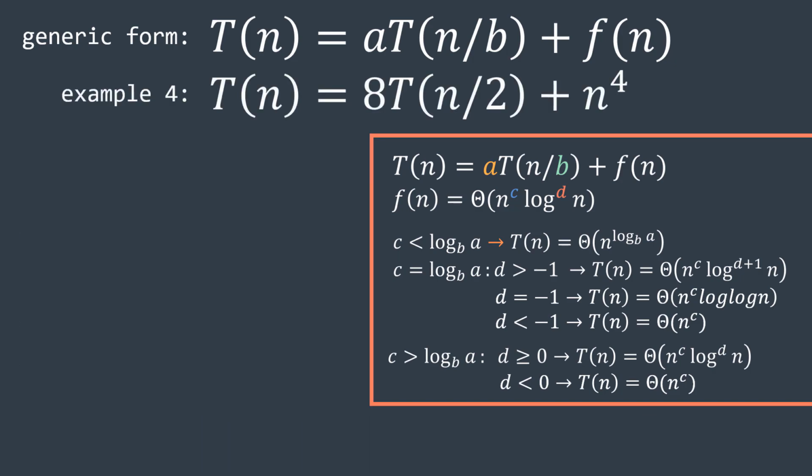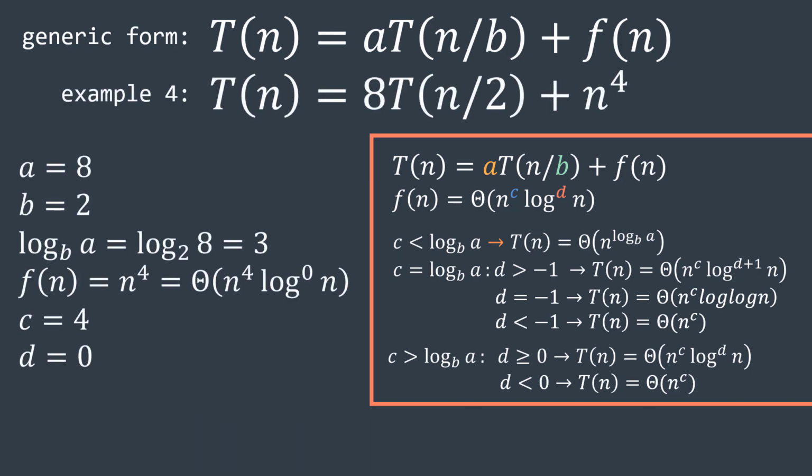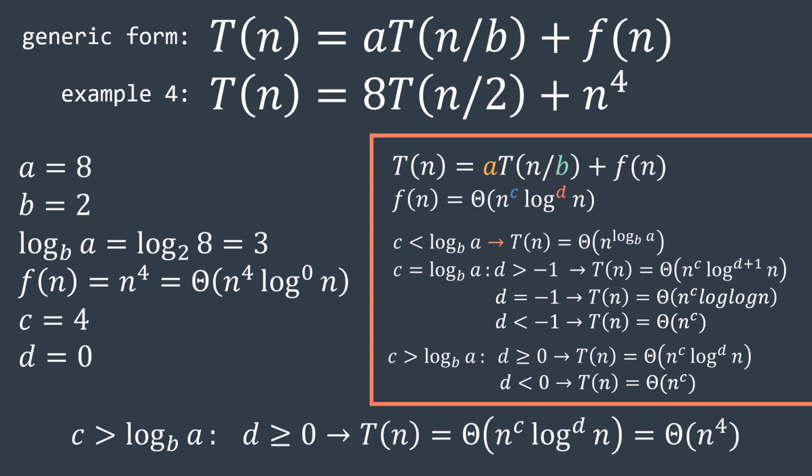Example number 4, a is 8, b is 2, log_b(a) is log_2(8), which is 3, and c is 4. 3 is smaller than 4, so we are in the third case. The time complexity is Theta(n^4).